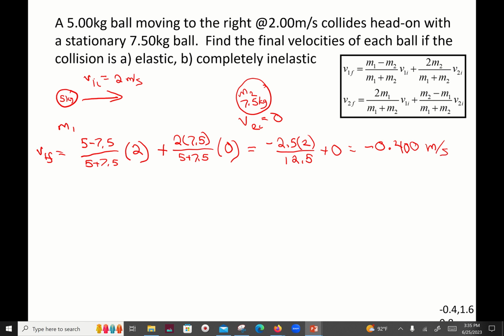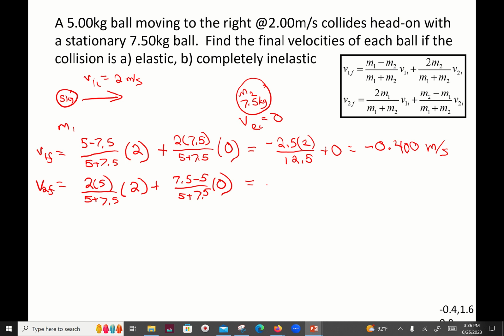So ball 1, if it's an elastic collision, is going to hit at 2 meters per second and bounce back at negative 0.4 meters per second. What's going to happen to ball 2? Well, we expect that it'll probably move forward. So V2 final is 2 M1, so 2 times 5, over M1 plus M2. It's a complicated equation, but it's just plug and chug, so just follow it through. Times V1 initial, which is 2, plus (M2 minus M1), so 7.5 minus 5, over (M1 plus M2), 5 plus 7.5, times V2 initial, which is 0.